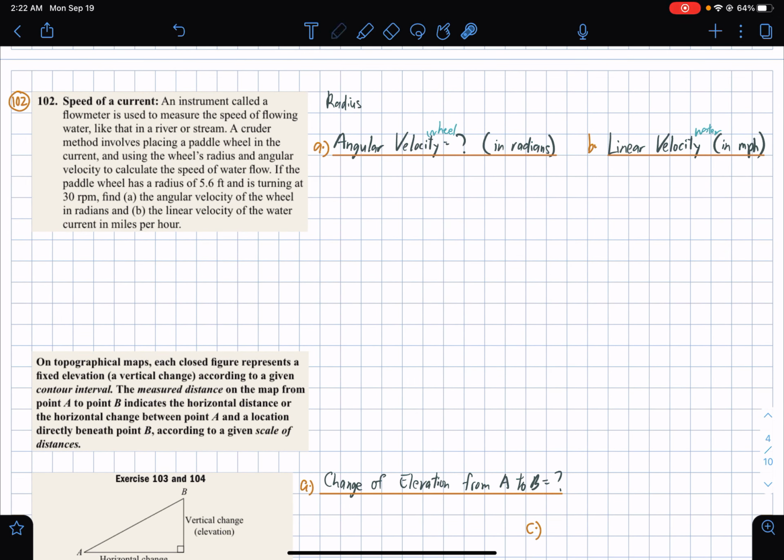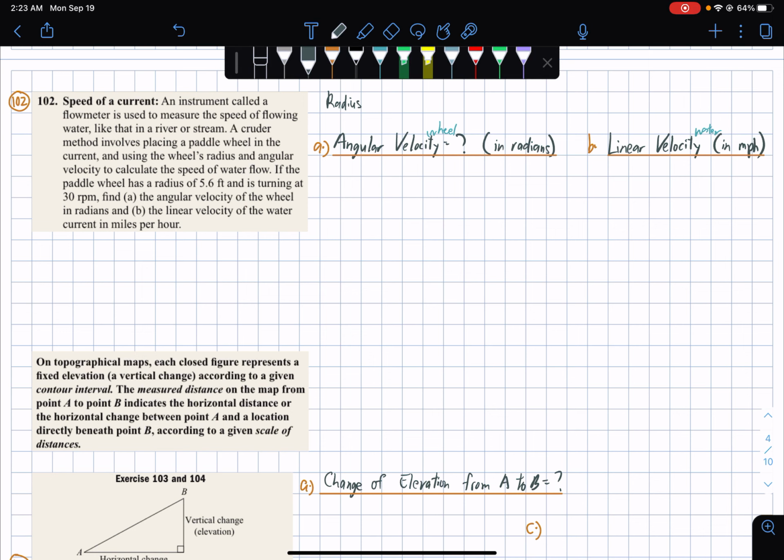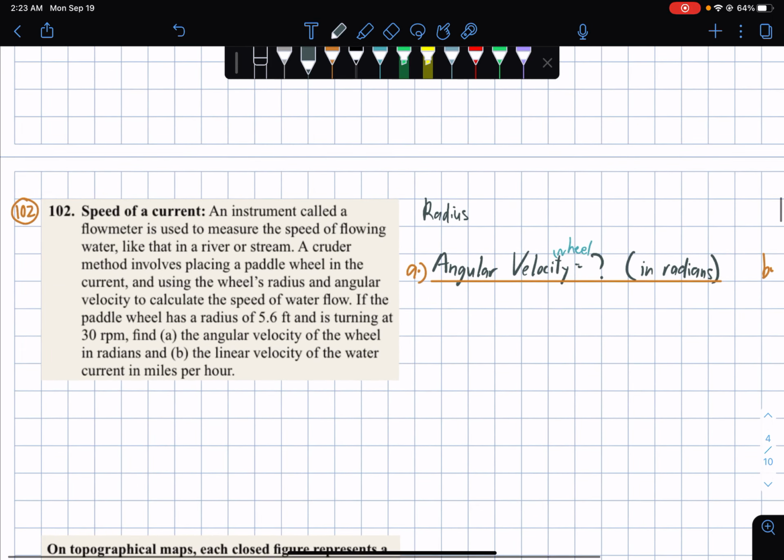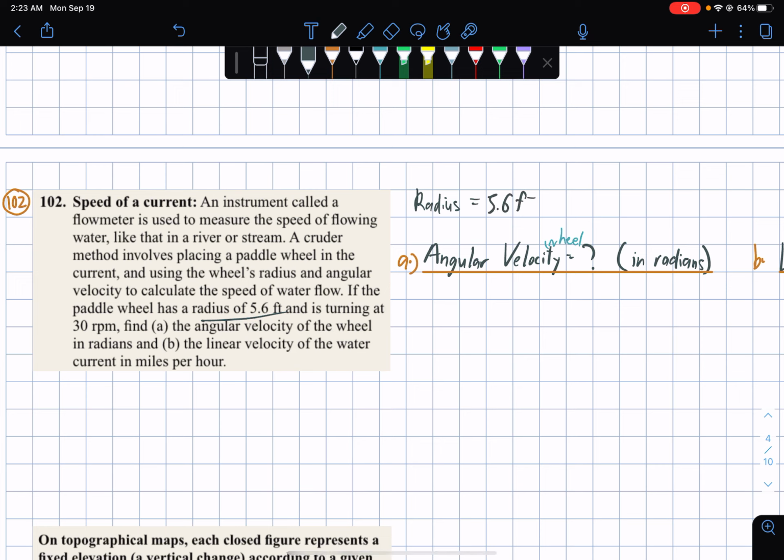An instrument called a flow meter is used to measure the speed of flowing water. Let's skip what we have there in the given. It'll be pretty straightforward. The wheel has a radius of 5.6 feet, and it is turning at 30 rpm, or revolutions per minute. So what's the angular velocity in radians?